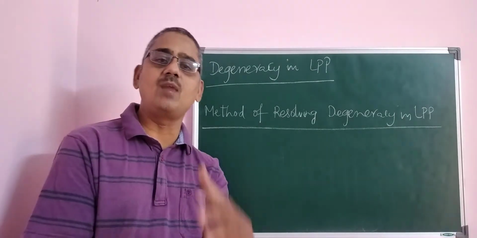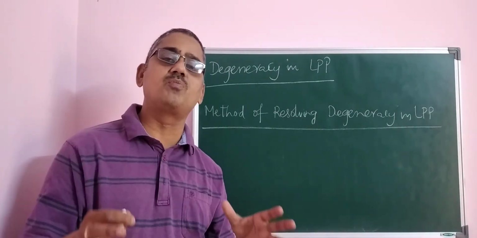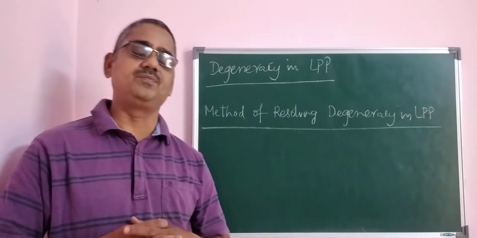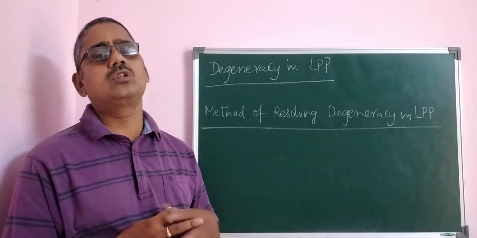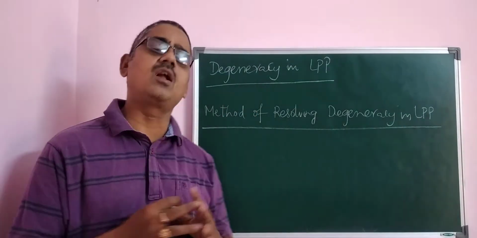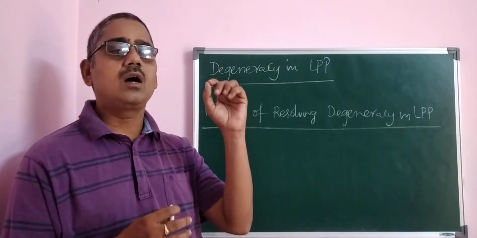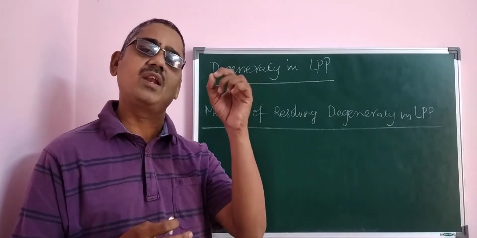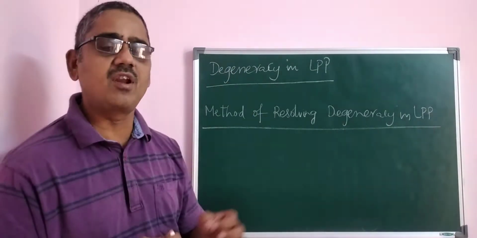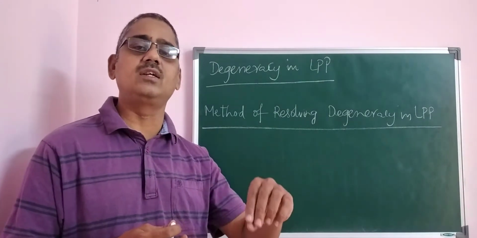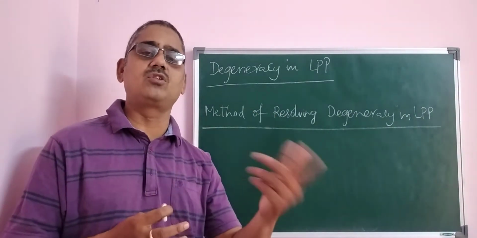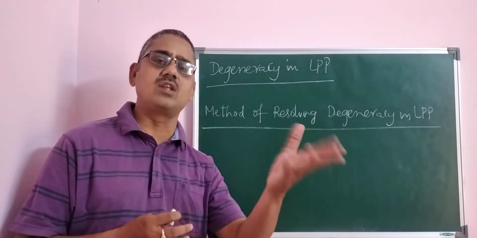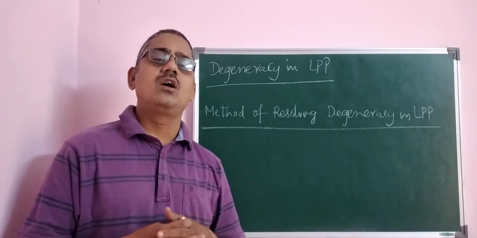So these are the two possibilities of getting the degeneracy problem in a linear programming problem. Hope this is the definition. Now come to the method of resolving degeneracy. How can it be resolved? The problem of degeneracy in a linear programming problem, which is going to be solved through a simplex procedure, which means either big M, two phase, etc. For all simplex procedures, right?